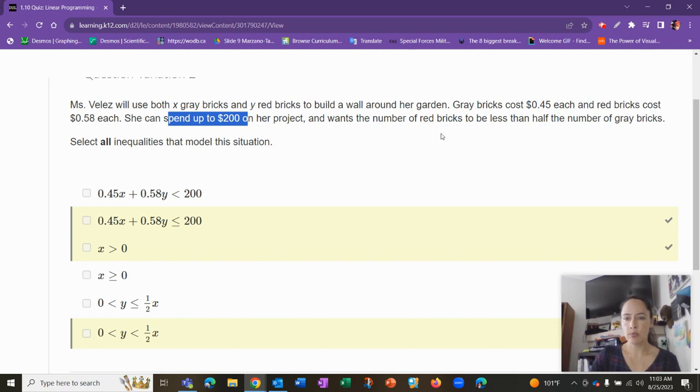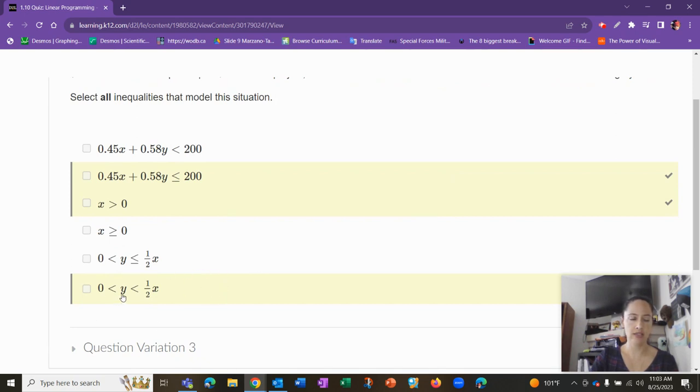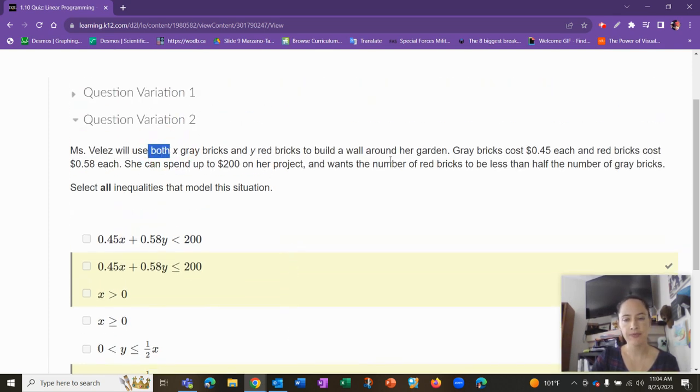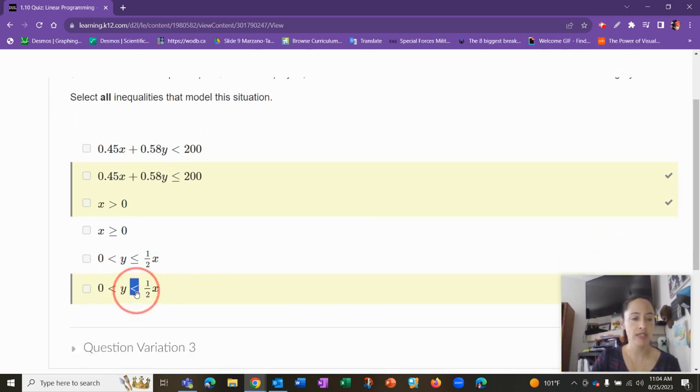She wants the number of red bricks to be less than half the number of gray bricks. So in this inequality, they set it up for you. Red bricks, less than half the number of gray bricks. And again, it has to be greater than 0 because we're using both. Less than half the number of gray bricks. X is gray bricks. So less than half X. That's exactly what this symbol is. That's the less than symbol. So hopefully that helps. If it was this one, it would say less than or equal to.